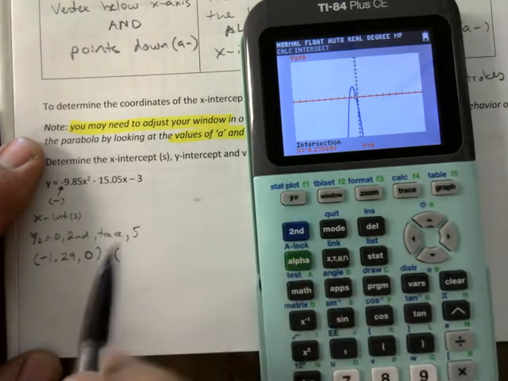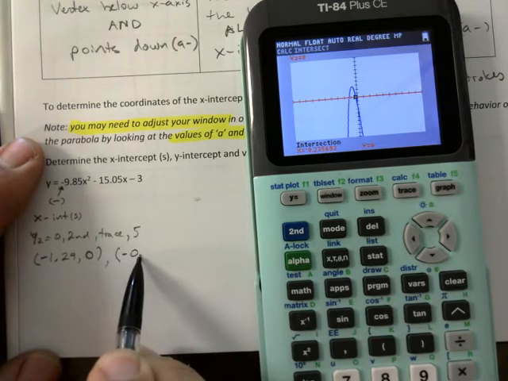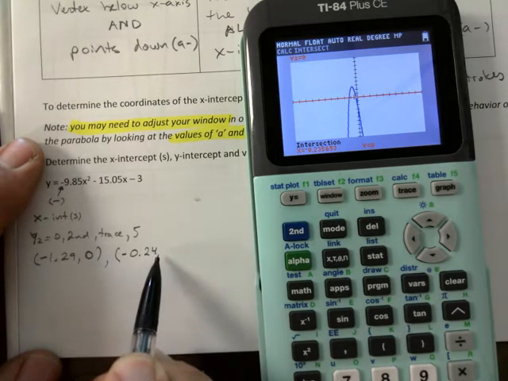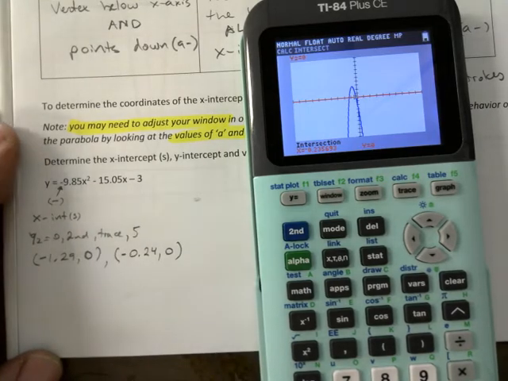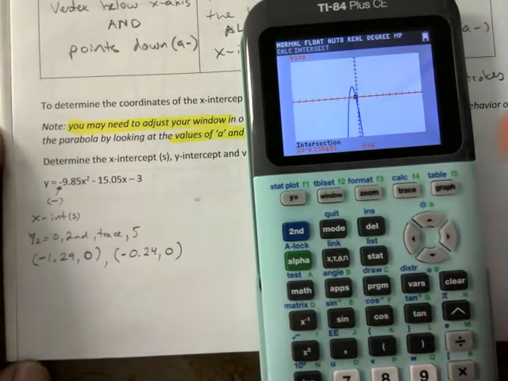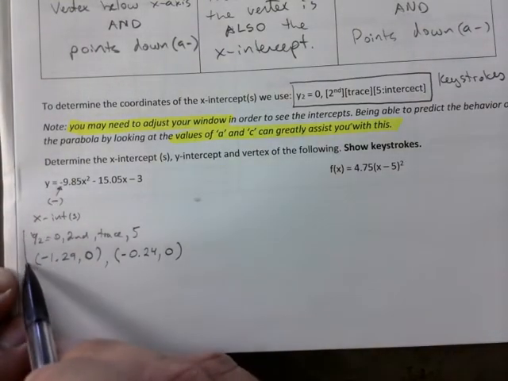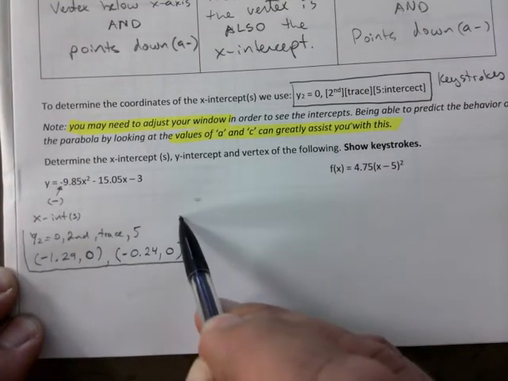I'm just going to write that down. Negative 0. What is that rounded? 24, right? 0. There we go. So I have my x-intercepts. Done. And I'm going to box this in because these are my x-intercepts, okay?